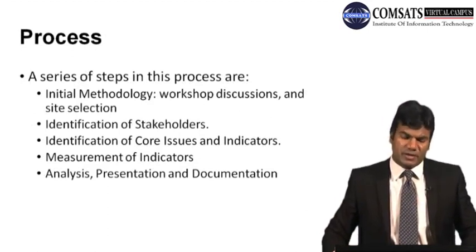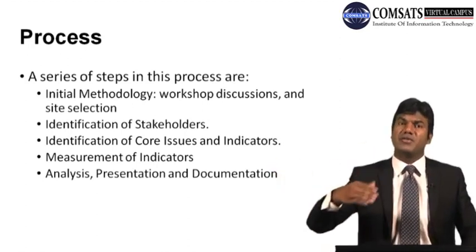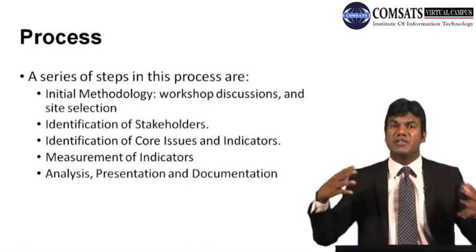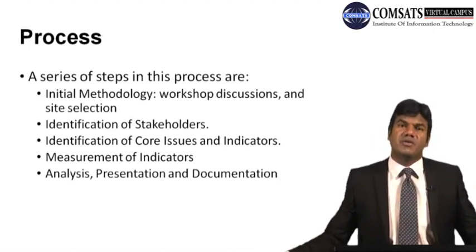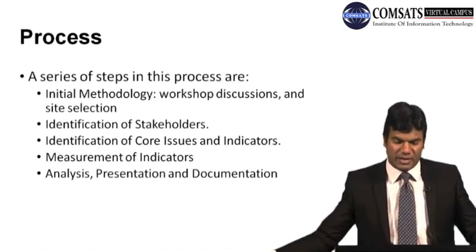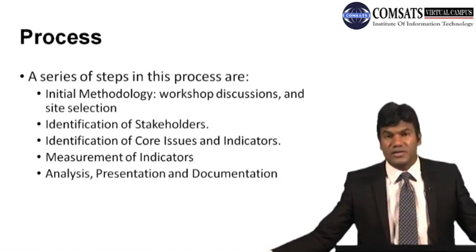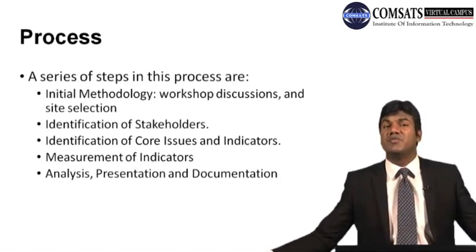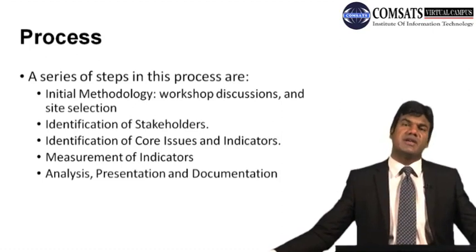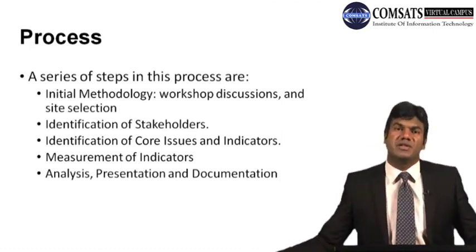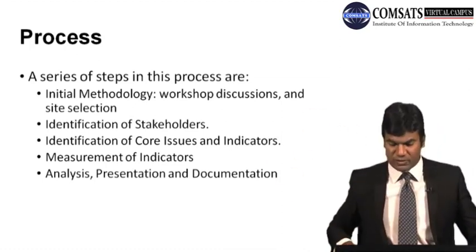Number one, there are series of steps. Kis naam karte hain? Sabse pehle hum initial methodology karte hain, workshop discussions karte hain, aur hum site selection karte hain. I'm trying to tell you ki aapne ye sara framework banana kaise. First, you have discussion and you select kis area mein aapne kaam karna hai. Phir aap identify your stakeholders ki kin kin se maine ye information leni hai, kin kin se maine milna hai. Phir aap identify karte ho key core issues and core your indicators. Uske baad, phir aap indicators to le liye aapne, then indicators should be measurable. Phir aapne indicators ko measure karne ke liye aapne apni methodology define ki, and then you analyze, present, and document. This is how you develop this frameworks. This is how you develop this indication framework that will help you in terms of sustainability of these natural resources.